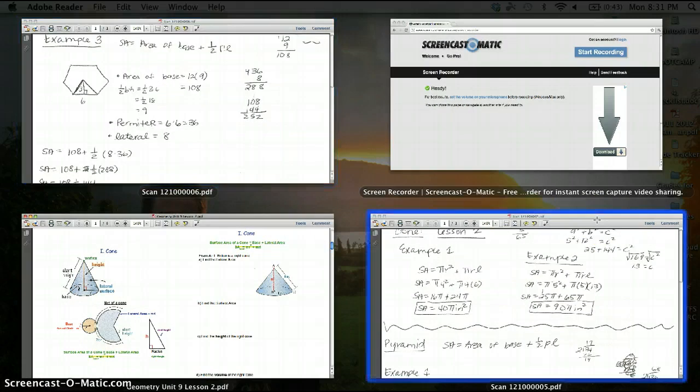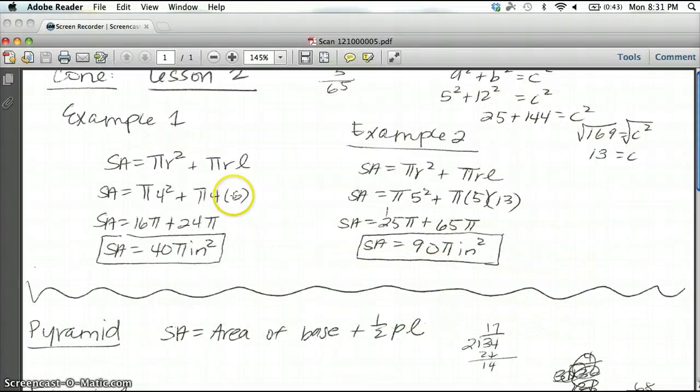So now all we're going to do is plug in. Our radius is 4 and our slant height is 6. So pi times 4 squared plus pi times radius, which is 4, times our lateral height, which is 6. So 4 squared is 16 pi, plus 6 times 4 is 24. I add 24 and 16, and our surface area is 40 pi inches squared.